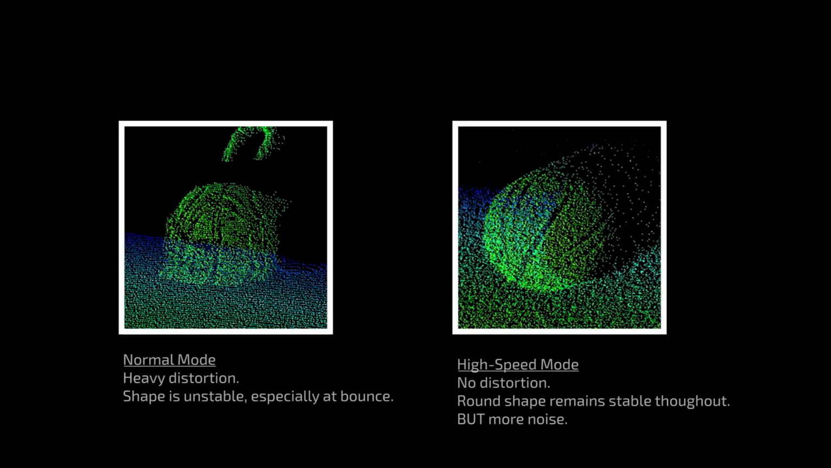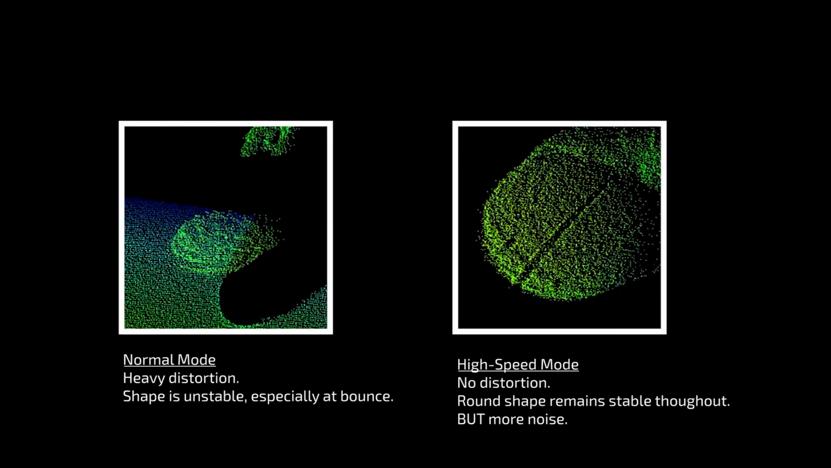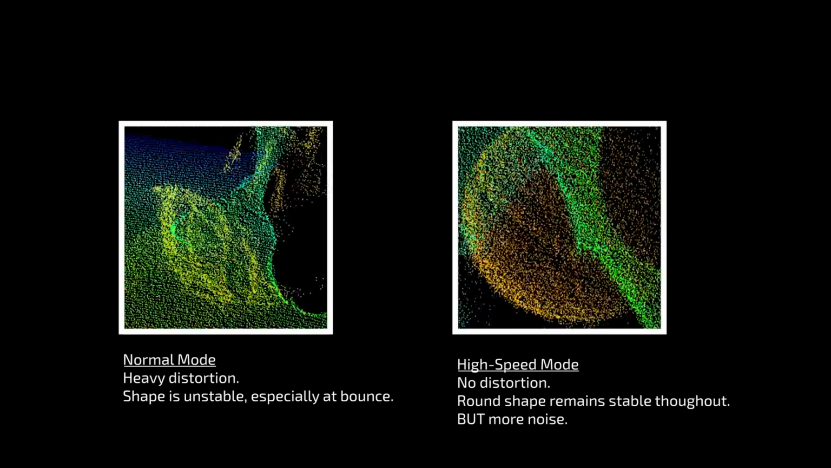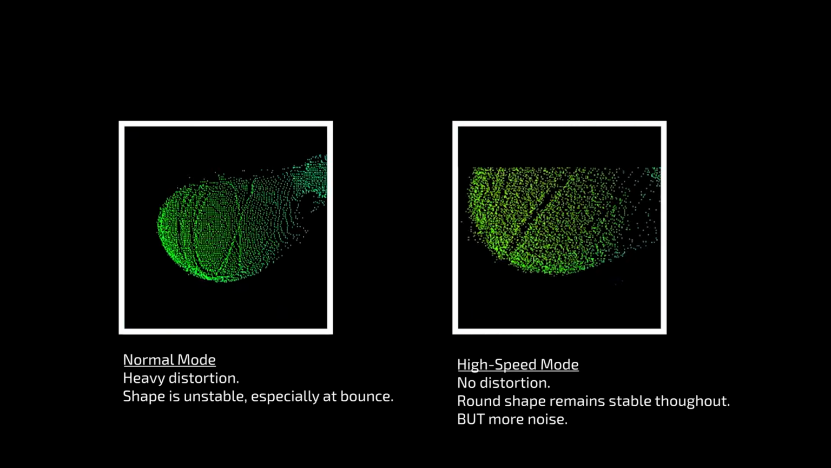If we isolate the basketballs in both videos, we can see the difference between the two modes more clearly, with normal showing lots of distortion, while high speed mode showing no distortion, but at the expense of some extra noise.